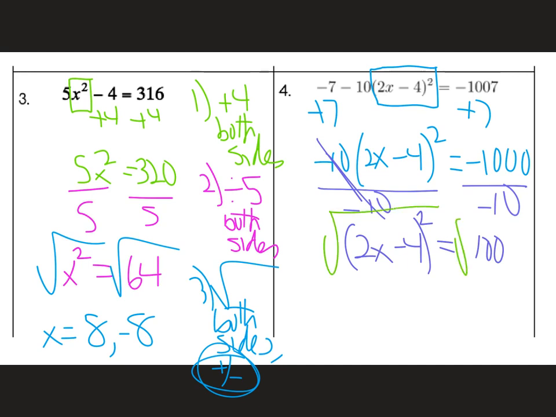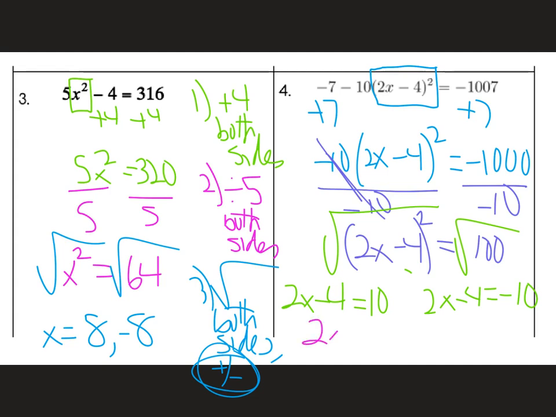Then we take the square root of both sides. So my next sticky note says take the square root of both sides. Don't forget plus or minus. And actually, in this case, I'm going to write 2x minus 4 equals 10, and 2x minus 4 equals negative 10. And now I just need to solve for x. So my sticky note would have said take the square root of both sides. Don't forget plus or minus.